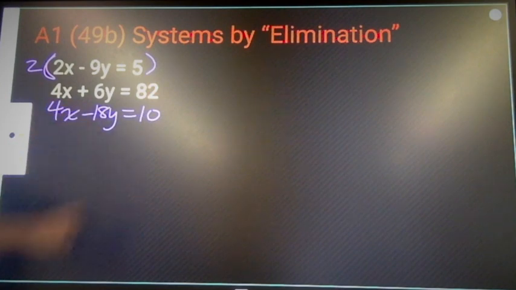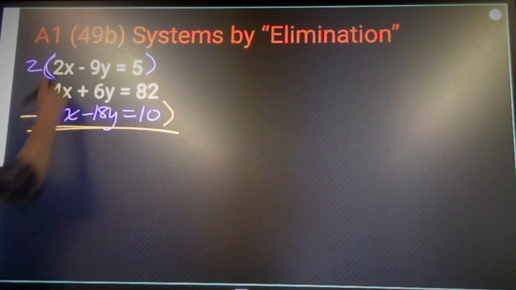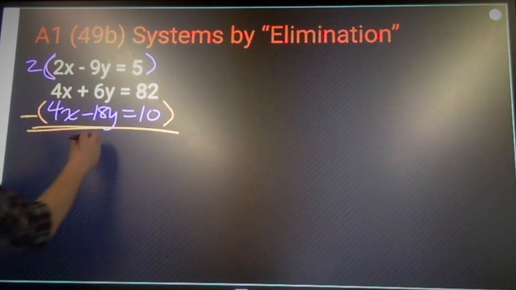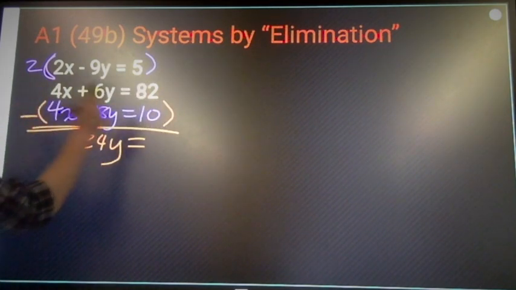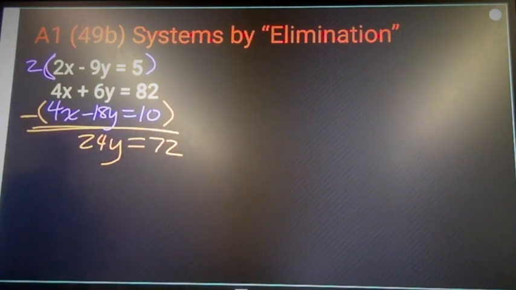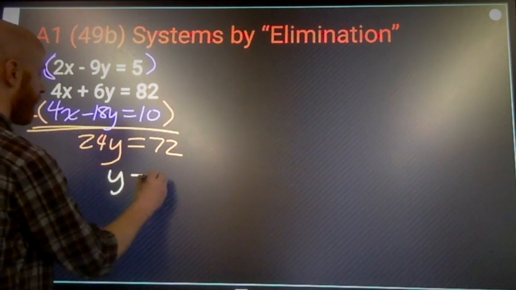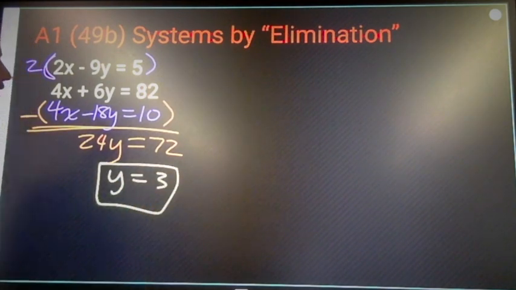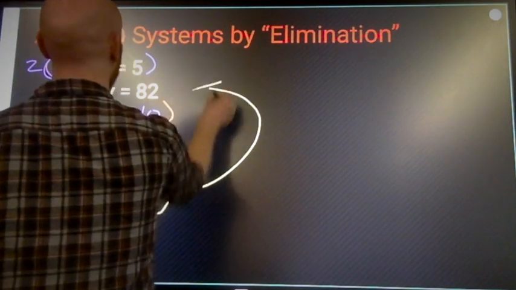All right, using the middle equation and the bottom equation that I just created, subtract. 4x's minus 4x's disappears. That's elimination. 6 minus negative 18 is 24 y's equals 82 minus 10, 72. Divide both sides by 24. We get y is 3. Nice and easy. Take that, insert it into one of our equations.